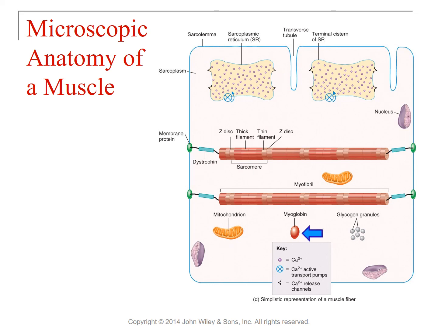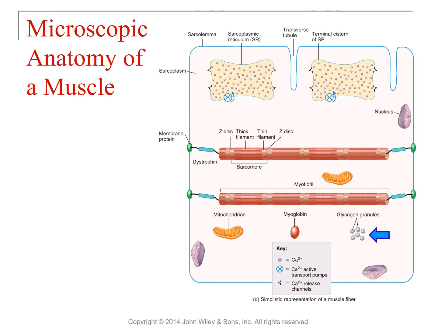Myoglobin is a protein that binds to oxygen. It's related to the protein hemoglobin, which carries oxygen in the bloodstream. Myoglobin serves as a temporary storage site for oxygen in skeletal muscle, so that if the oxygen supply gets low, then the muscle tissue can start taking oxygen from the myoglobin itself.